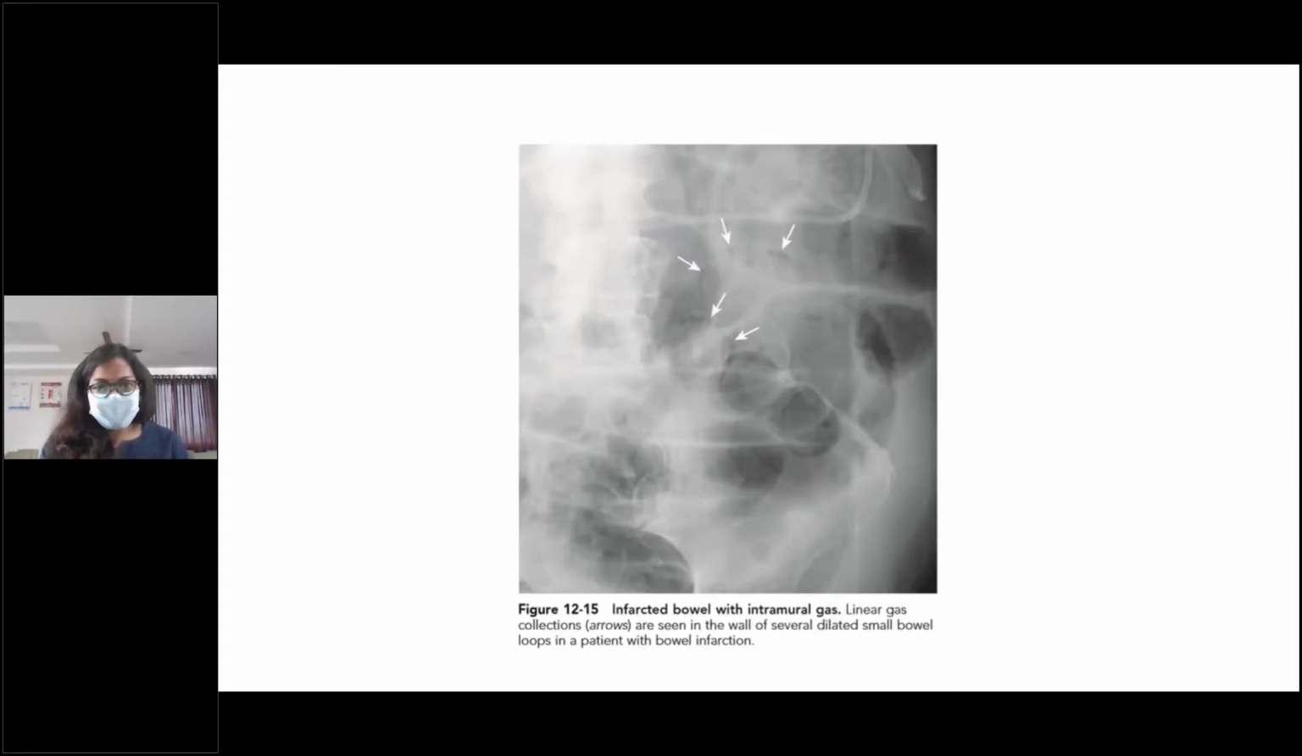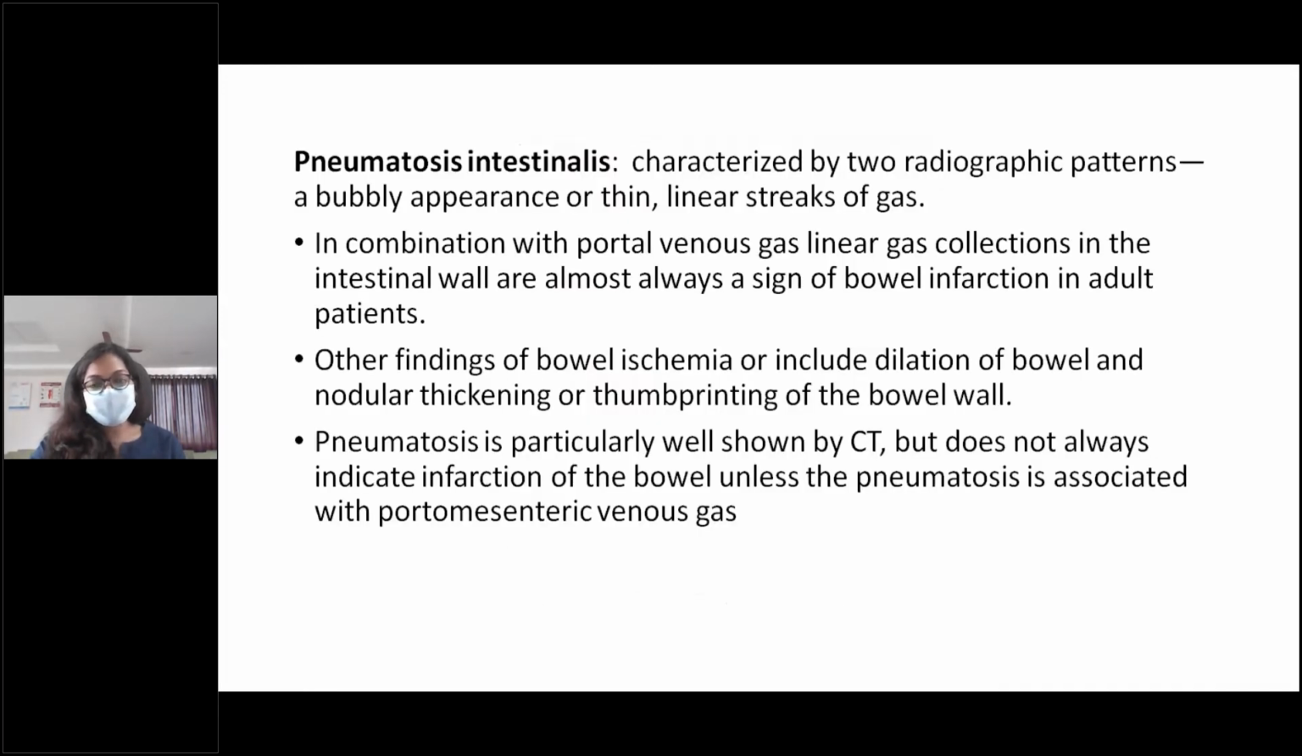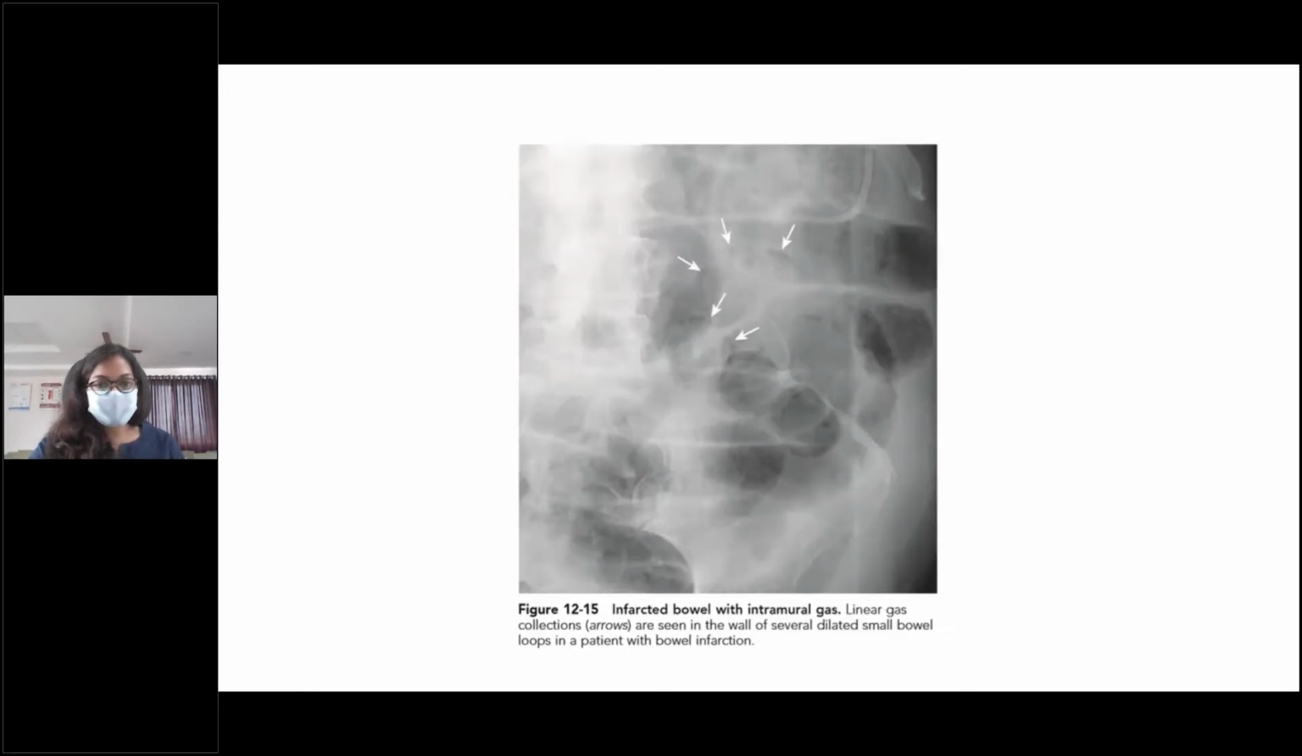Here you can see the arrows showing several dilated bowel loops in a patient with bowel infarction with linear gas collections, indicating the bowel is infarcted. Bowel infarction. Pneumatosis is particularly well seen by CT, but does not always indicate infarction of the bowel unless the pneumatosis is associated with portomesenteric venous gas.